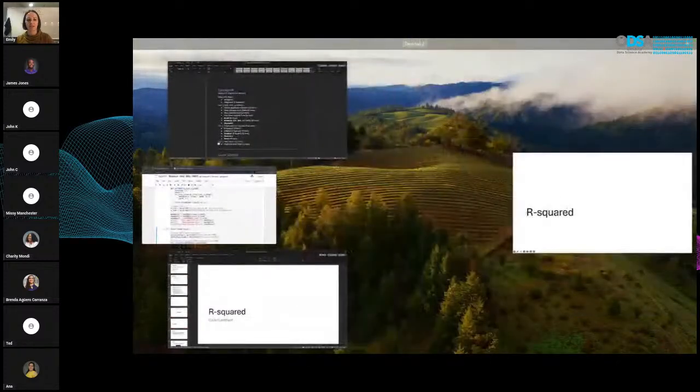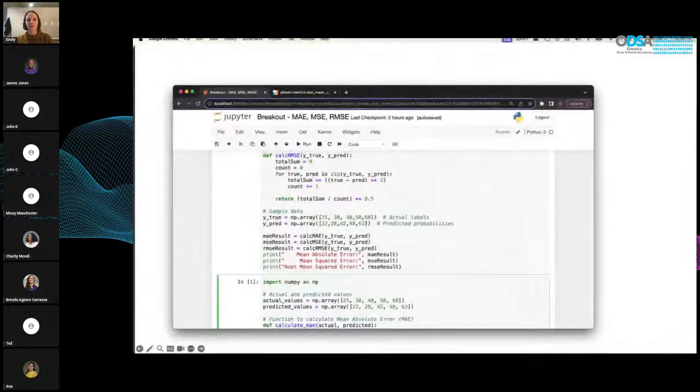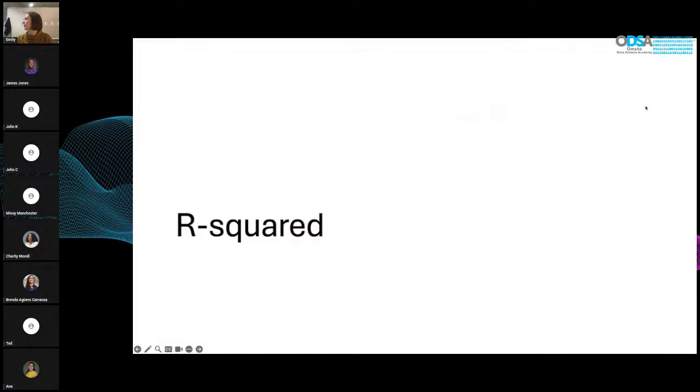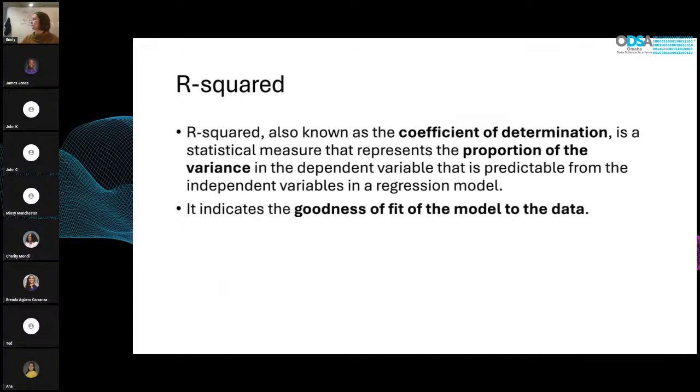So really not that different because we're still in regression metrics. But we were talking about mean squared error, mean absolute error, root mean squared error, and now we're going to talk about R squared. R squared, also known as the coefficient of determination. Sometimes you'll hear it called that.